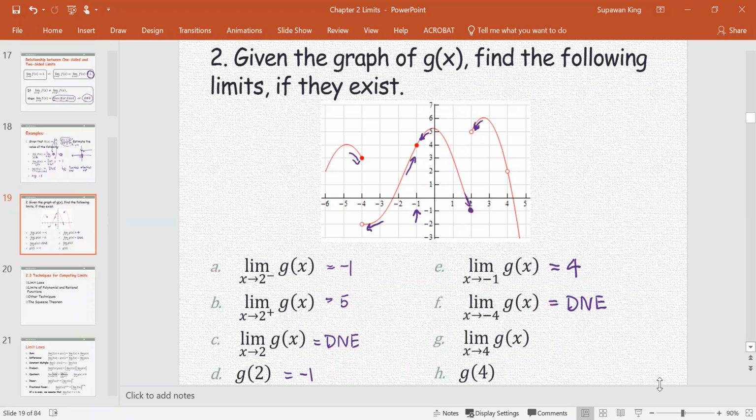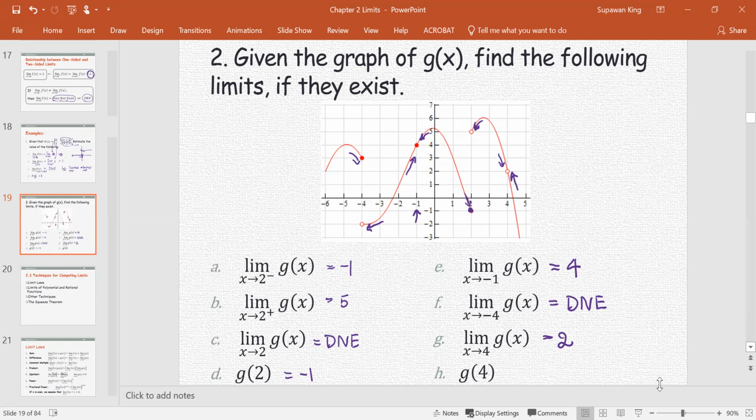In part G, the limit of g(x) as x approaches 4. From the left side, the function approaches 2. The right side approaches 2 as well. So the limit of g(x) as x approaches 4 is 2.